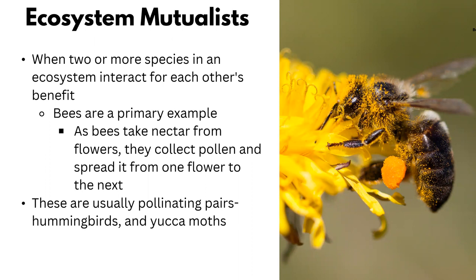So a mutualist is something where two species work together, both for their benefit. Usually when we talk about ecosystem mutualists in the keystone species world, we're talking about pollinators. It takes two to tango and it takes two to pollinate. So you have a pollinator and you have the thing that's being pollinated. Bees are a primary example of this.